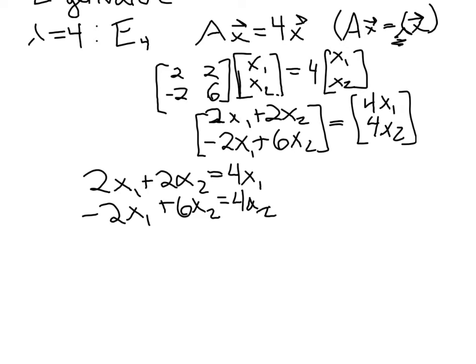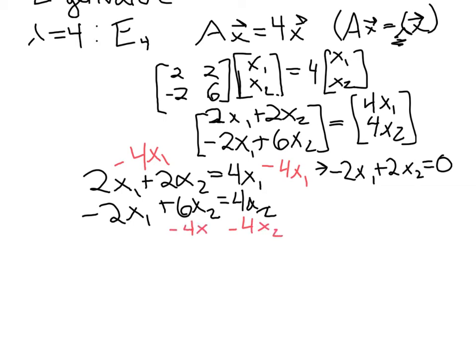And then we should combine like terms. So in that first equation, I would subtract 4x1 from both sides. So I'm going to subtract 4x1 over here. And that gives me negative 2x1 plus 2x2 equals 0. And then I want to do the same thing in the second equation, except here I'm subtracting 4x2 and combining it with the 6x2 over here. And so the resulting equation there is actually exactly the same. Negative 2x1 plus 2x2 equals 0.